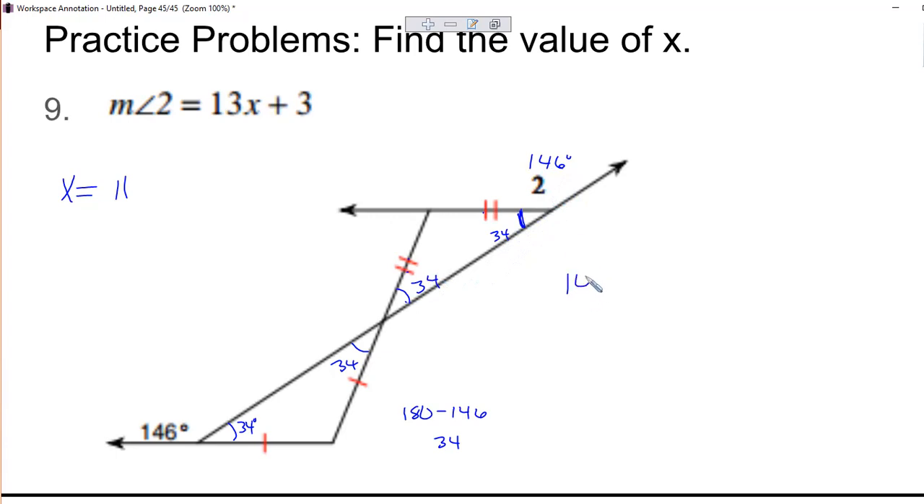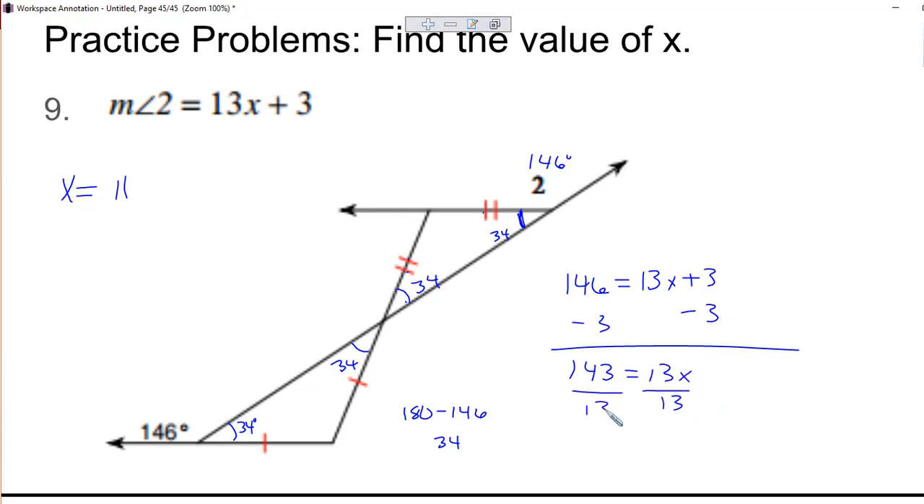So now we're going to take 146 and set it equal to 13x plus 3. Subtract 3. 143 is equal to 13x. Divide by 13. And x is equal to 11.